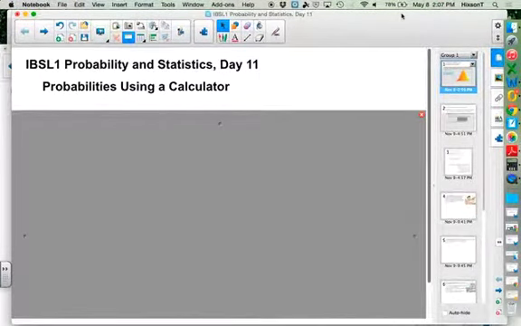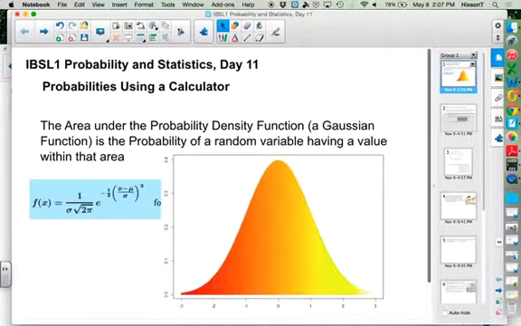So, how do we find probabilities with our calculators? First of all, do not write down what I'm about to show you. You're not going to need to do this, but I want you to understand where this comes from. Otherwise, you're just punching numbers on the machine and not really knowing what you're doing. We've learned about the probability density function. We saw this kind of nasty looking function here. That's our probability density function for the normal distribution.